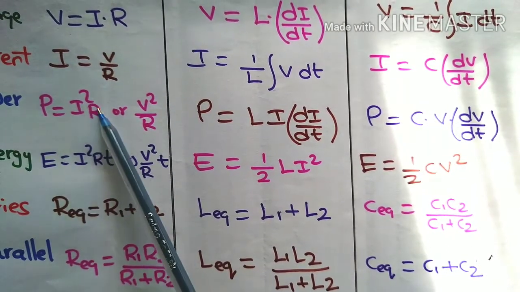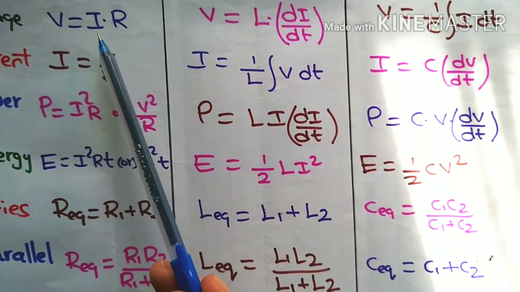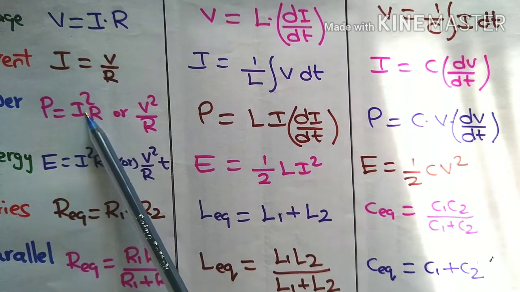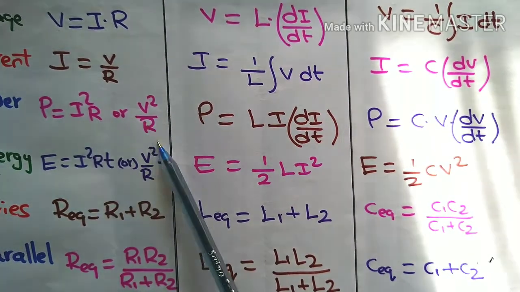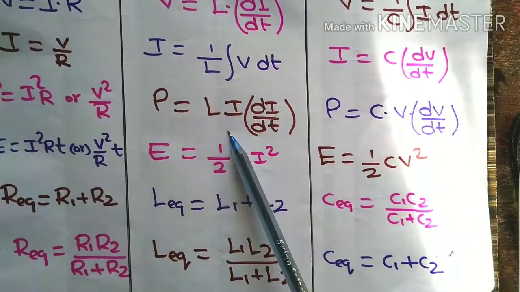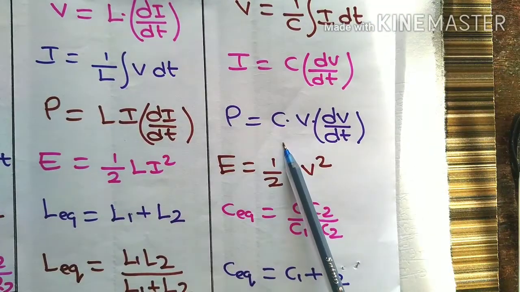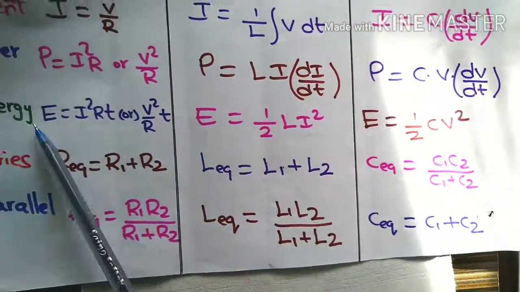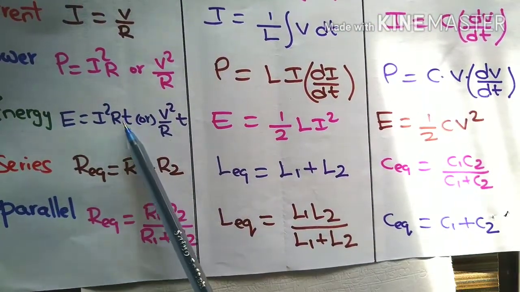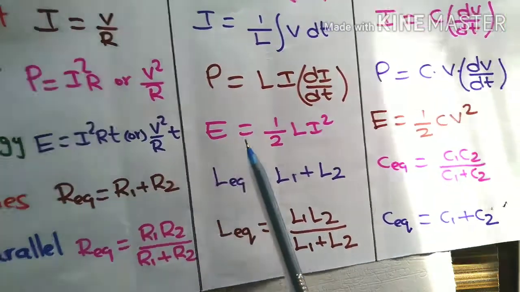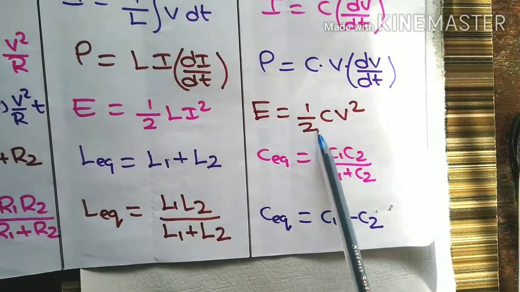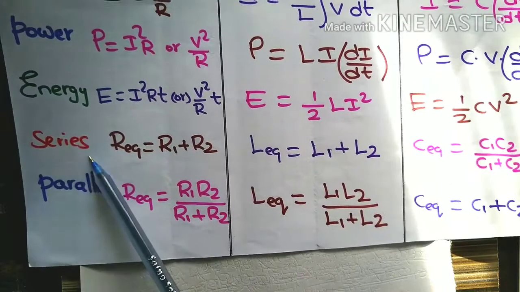Okay, power is equal to V into I, right? What is V? I into R. So I into I into R, I square into R, or V square by R. This is the formula for the power in case of the inductor, and this is the formula for the power in case of the capacitor. The energy is equal to P into T, I square R into T. And energy is equal to half Li square, and energy is equal to half CV square.